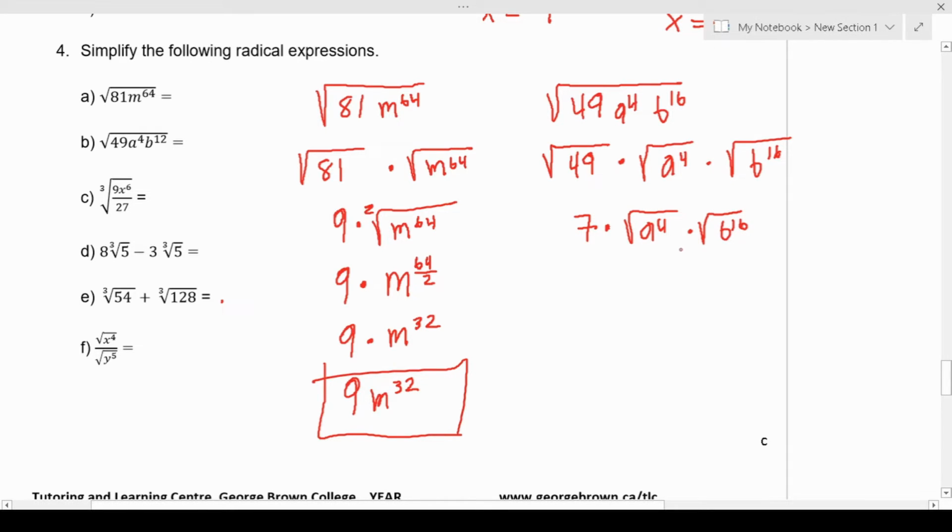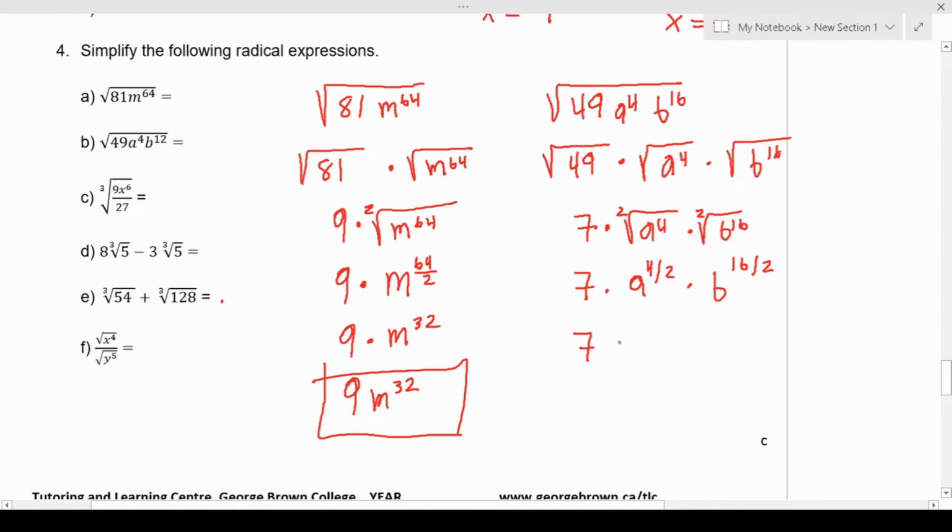In case it's not obvious, square roots all have an index of 2. More often than not, that index is not expressed. So as we did over here, we're going to rewrite these radicals into exponents so that we can reduce them quickly. So this is going to become 7 times, again, we're going to rewrite this as an exponent, a to the 4 over 2 times b to the 16 over 2. Again, this 16 is our numerator, and this index is our denominator.